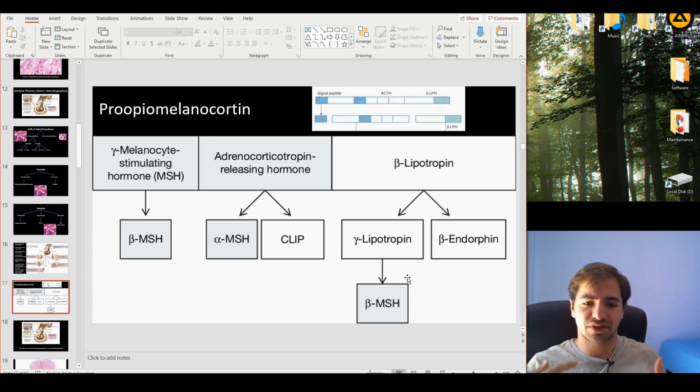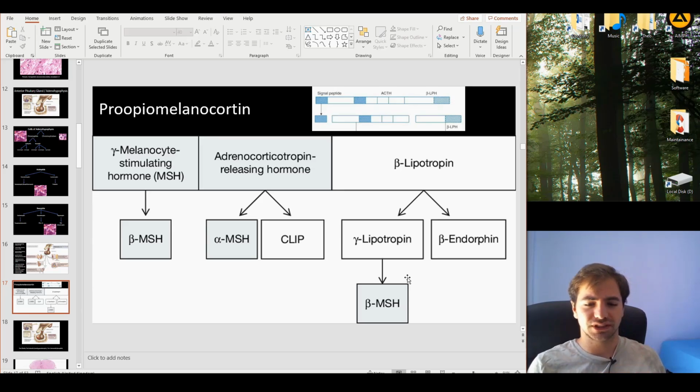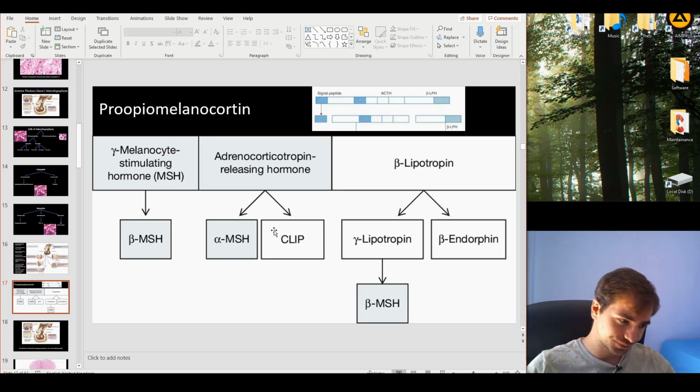So in cases of pathology where we have increased or decreased production, it is important to understand that this is going to have multiple clinical features, also because of the difference in the other cleaving proteins and peptides that we'll see from this cleavage of this very big molecule.